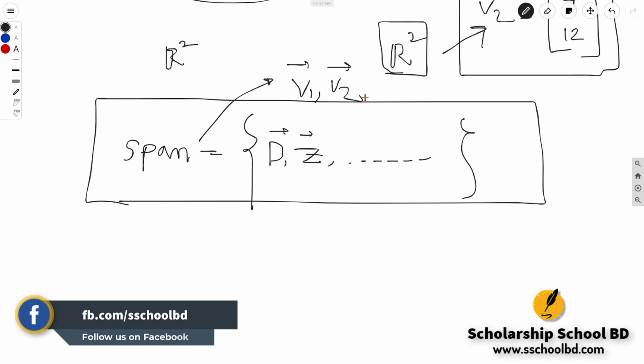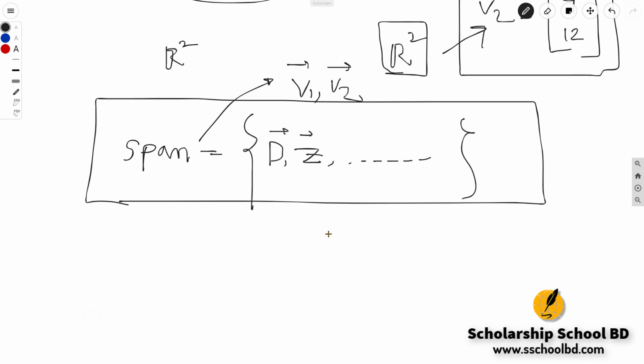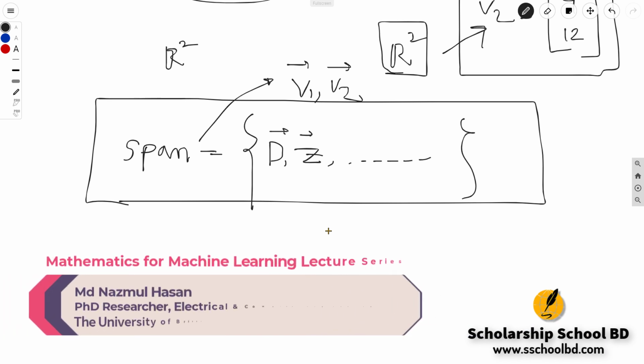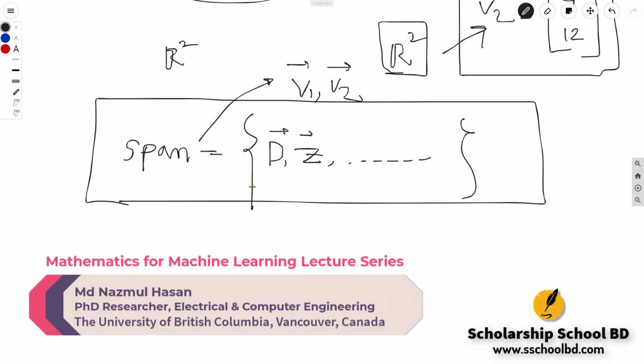So hopefully the concepts of the dimension of the vector space, the linear combination, and the span are discussed well, and all the confusion is cleared.